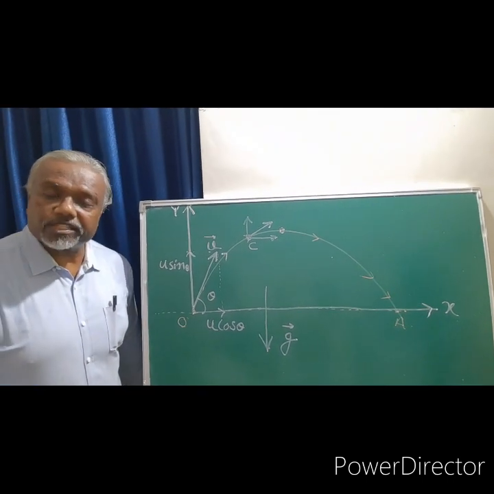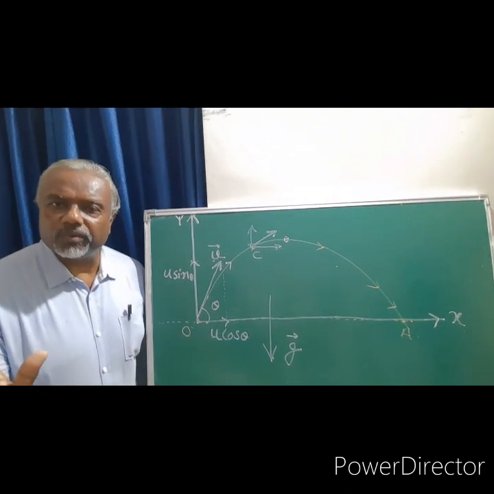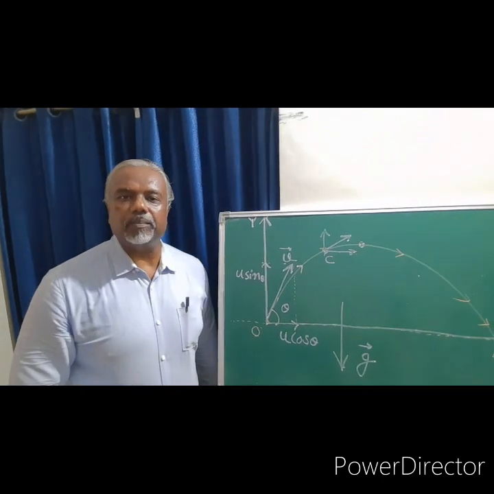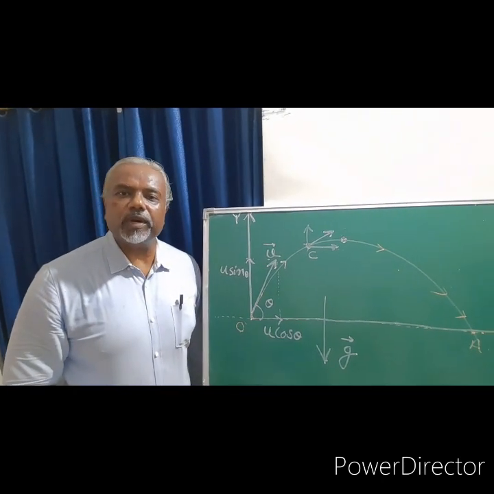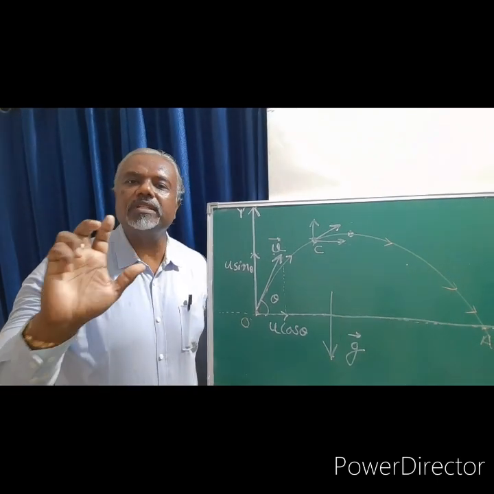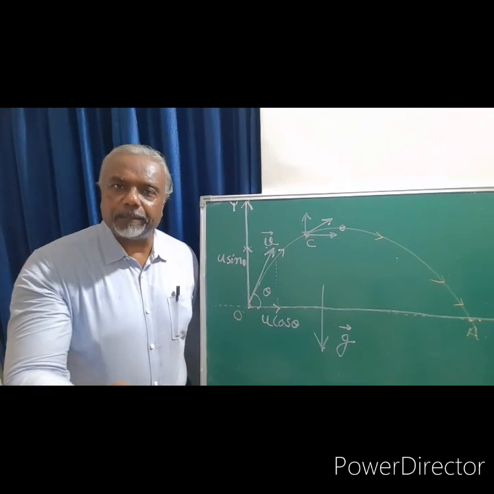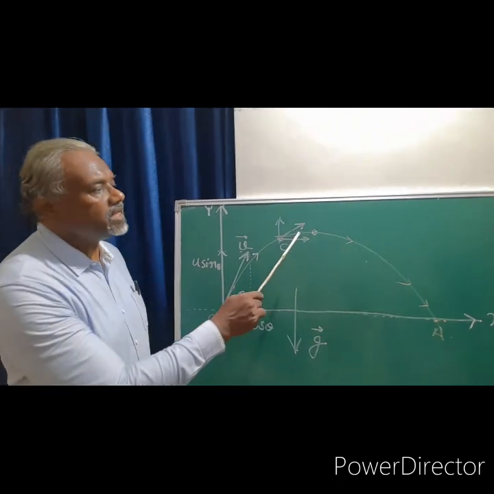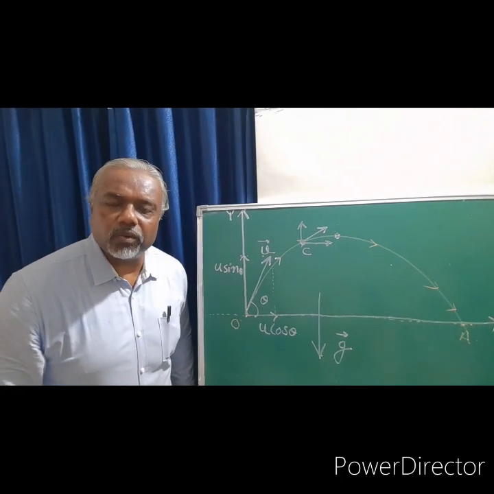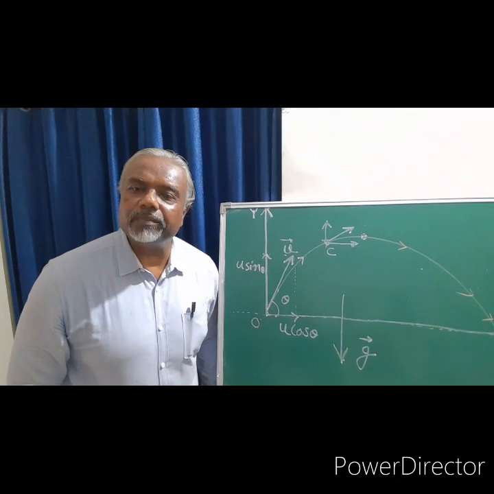At the point of maximum height, the net velocity does not become zero. It happens when object is thrown vertically upward. When object is thrown vertically upward, then at the highest point, its velocity is zero. But here, the object is thrown in a plane. Therefore, at the highest point, the net velocity will not be zero. But vertical component of velocity becomes zero.